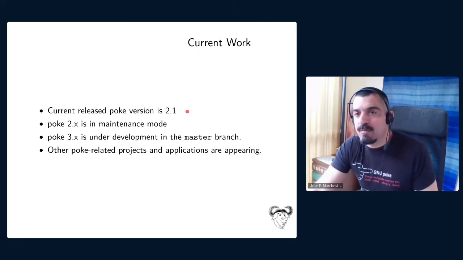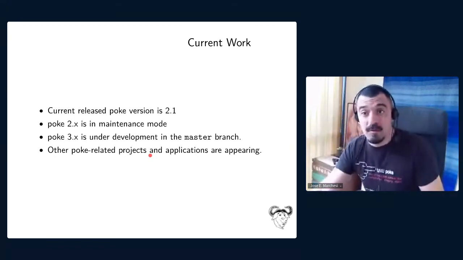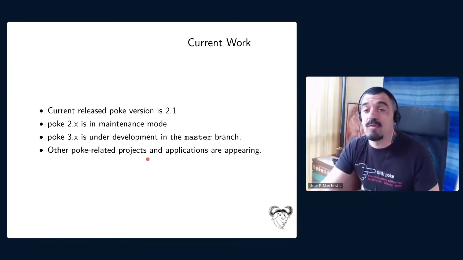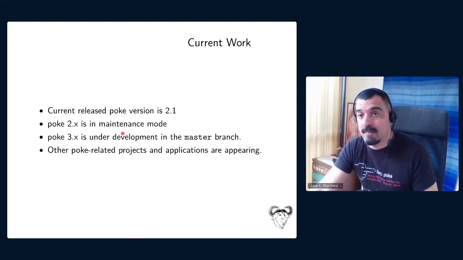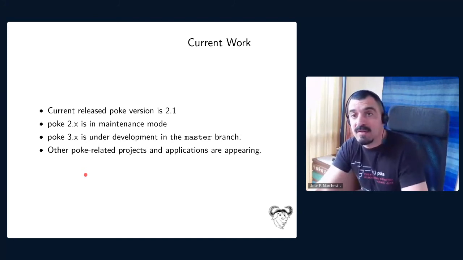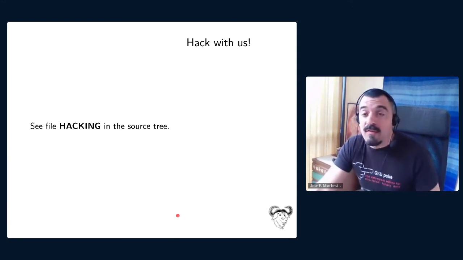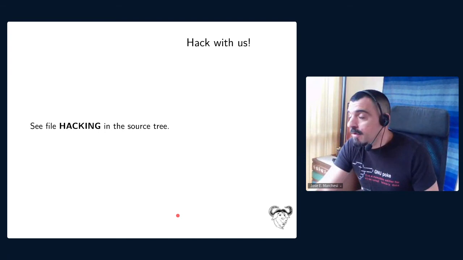We released recently version 2, and 2.1, which is a bug fix release. Tomorrow we'll be releasing 2.2, another bug fix release. But of course, since we released version 2, we are already working on version 3, which has a lot of new exciting things, including the daemon and so on. They are in poke 3. If you want to try the latest and greatest and funniest and more unstable, you use the master branch in the Git repo. And other poke-related projects and applications are popping up around, like the poke daemon, the pokelets, and some other user interfaces. A text user interface is being made by another person, and so on. Because, well, this is nice.